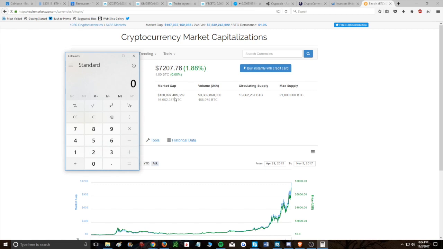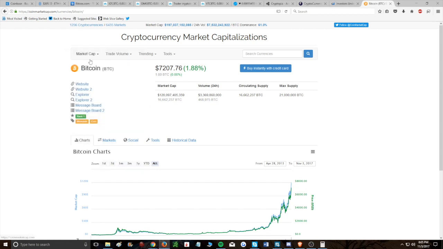Okay, so another useful tool here is the market cap. And the market cap is the total circulating supply, the current coins in circulation, multiplied by the price. So we would multiply 16,662,237 by 7,207 and 76 cents. Boom. 120 billion, 97,405,359. Okay, I don't even know how to say that number. But this is how you get the total market cap.